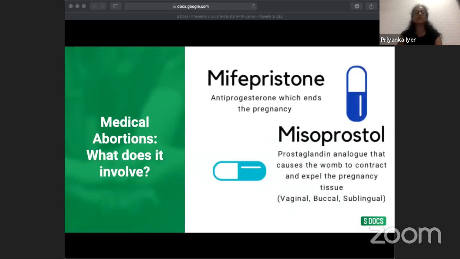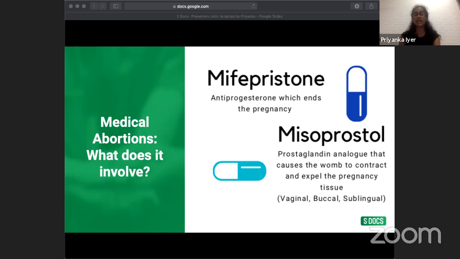So as you can see from this infographic, a medical abortion involves 2 pills, mifepristone and misoprostol. I was taught a really handy way of remembering the order that you take the pills. So Miffy has an F for first, and Miso has an S for second. So how do these pills work? The mifepristone is an anti-progesterone, which essentially ends the pregnancy. As you probably remember from your reproductive physiology, progesterone is pro-gestation.